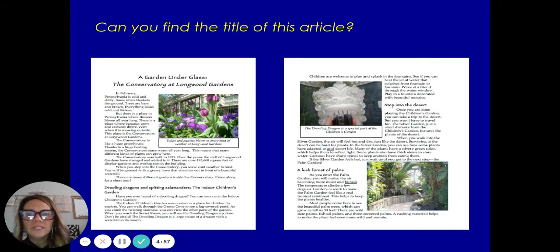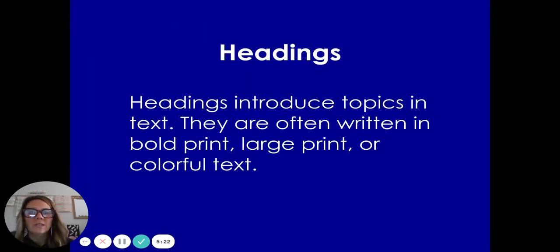If you look closely here, can you find the title of the article? It should be at the very top. The title is right here, A Garden Under Glass. And see how I told you about the colon? Do you see those two little dots right there? That's called a colon. The subtitle would be The Conservatory at Longwood Gardens.